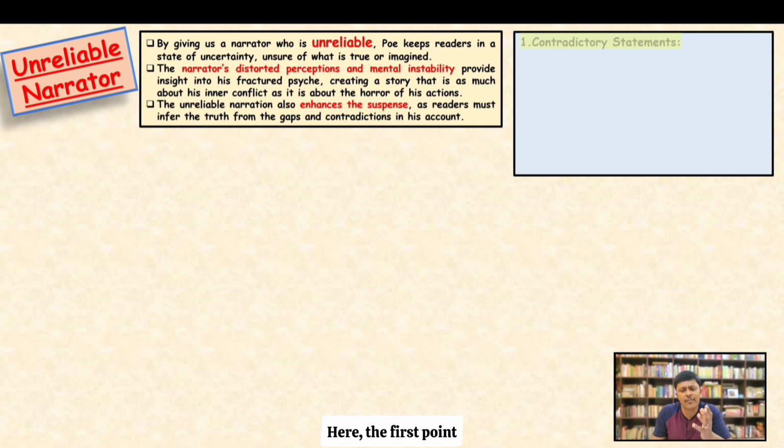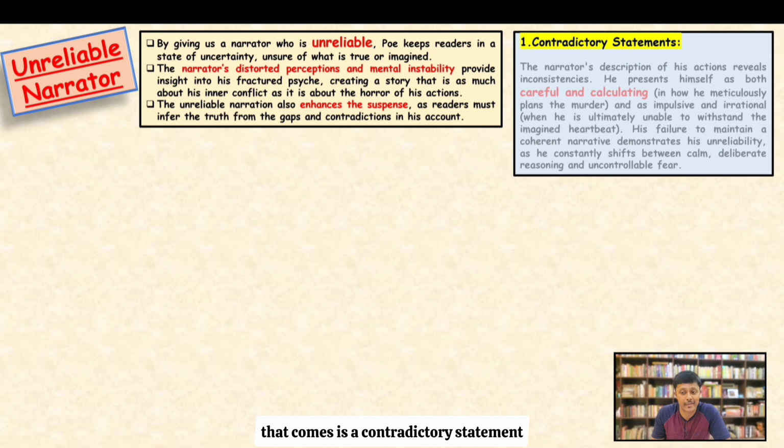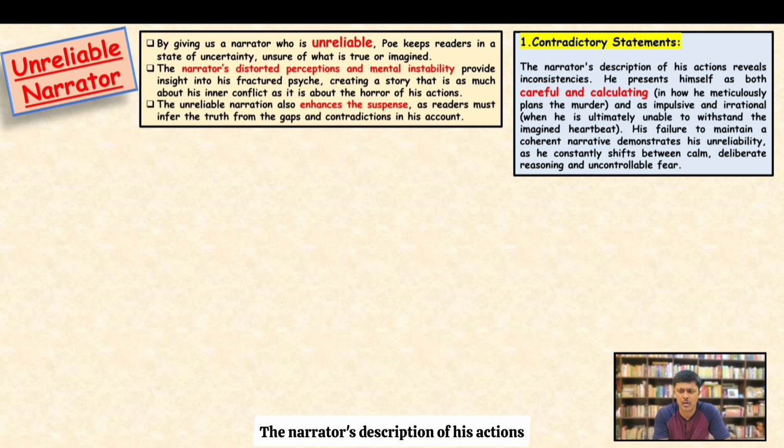Here, the first point that comes is contradictory statements. The narrator's description of his actions reveals his inconsistencies. He presents himself as both careful and calculating. Careful toward the master of the house, and calculating, because after the murder he plans what he can do and how he can do it. His failure to maintain a coherent narrative demonstrates his unreliability, as he constantly shifts between calm, deliberate reasoning and uncontrollable fear, which proves that he is not reliable at all.